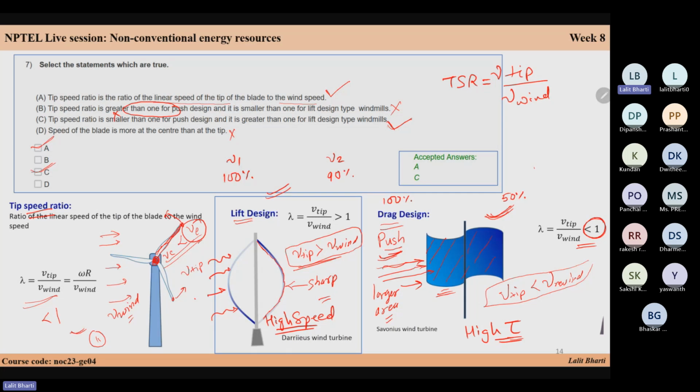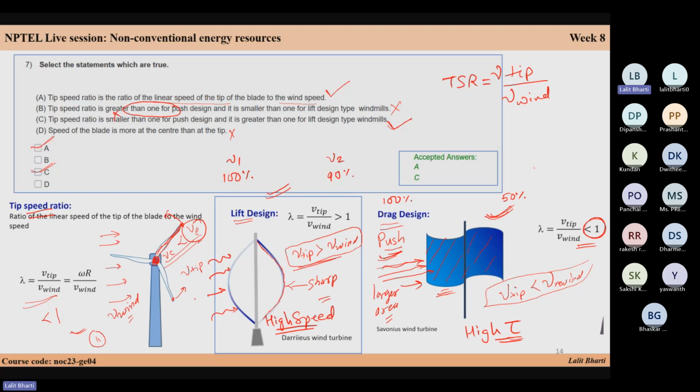So can you repeat what was your exact query? Is it clear or not? Means, there are two types in case of vertical turbine, lift design and drag design, right? Yes. But in case of horizontal turbine, lambda is always less than 1. But in case of vertical design, as per you, there are two conditions: maybe greater than 1 or less than 1, depending on the design, right?